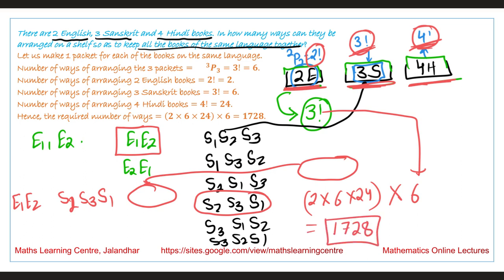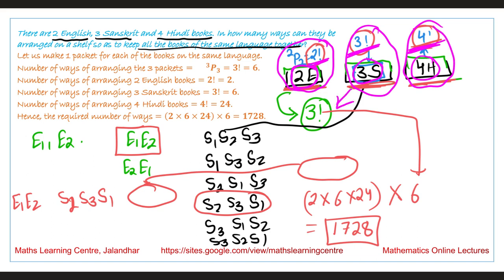So I am again explaining this. We are taking 2 English books. The number of ways we can arrange this is 2 factorial. We are taking 3 Sanskrit books. The number of ways we can arrange it is 3 factorial. We have 4 Hindi books. We can arrange them in 4 factorial ways. Now these are just like a bundle. We have the English books as a bundle, the Sanskrit books as a bundle, and the Hindi books as a bundle. Now these bundles can be arranged in 3 factorial ways. So this is the next process we are having.